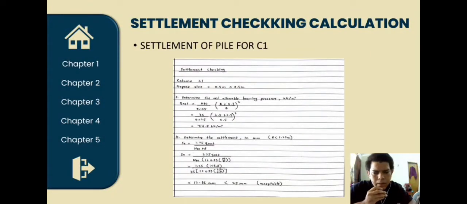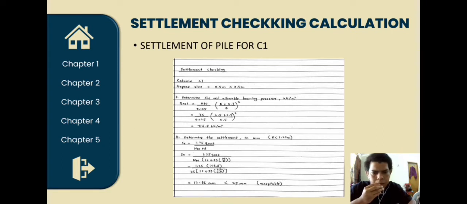Hi, my name is Muhammad Hafizuddin bin Saini, and I will explain about the settlement checking calculation. First of all, I will explain what settlement is. Settlement is the soil deforming under the load of the foundation structure. The total vertical displacement that occurs at foundation level is termed settlement. The cause of foundation settlement is the reduction of the volume of the air void ratio in the soil.